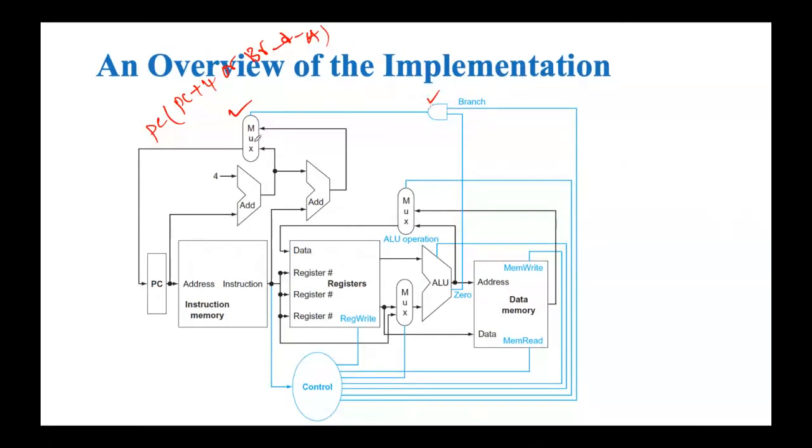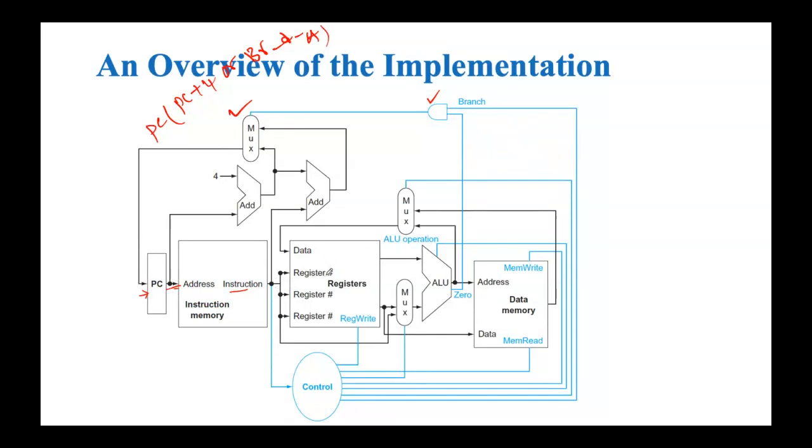The output of your AND will control this multiplexer, whether to go to the next instruction or follow the same instruction. If it says go to the next instruction, then it will add PC plus 4 so that the next instruction will be given. That next instruction address is forwarded to your instruction memory. So the next instruction will be fetched.